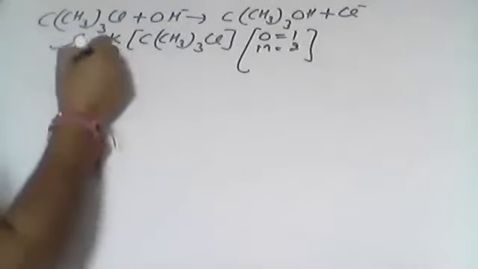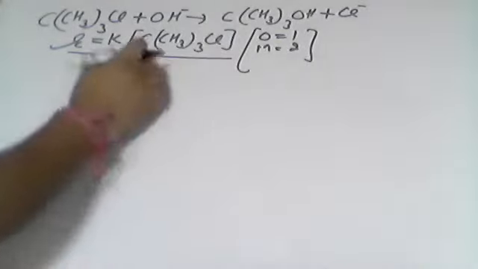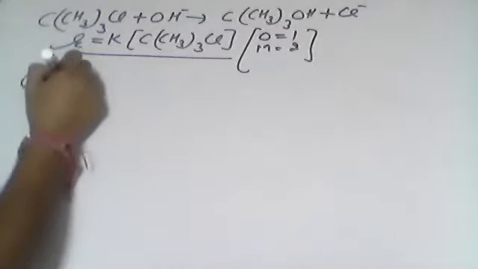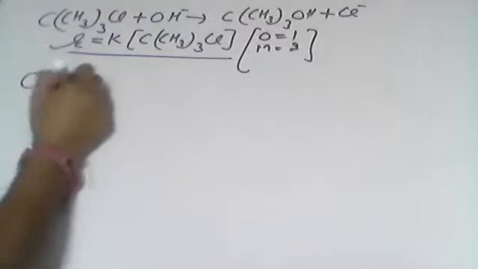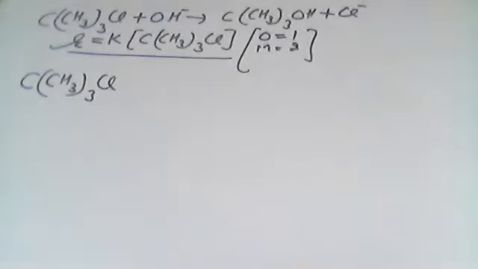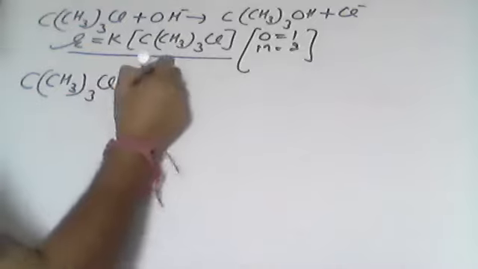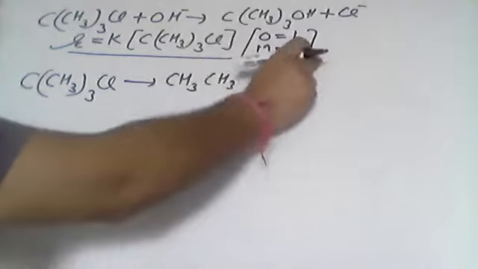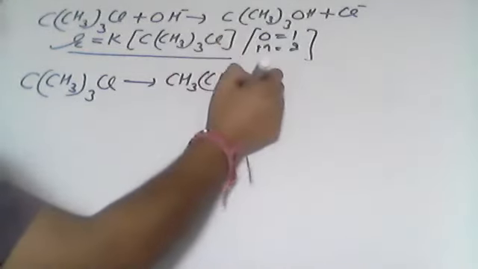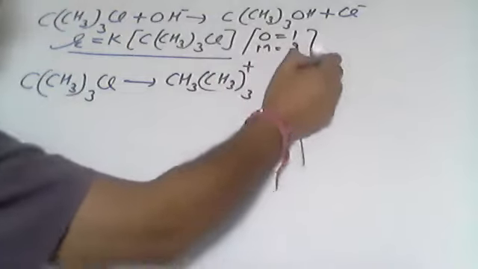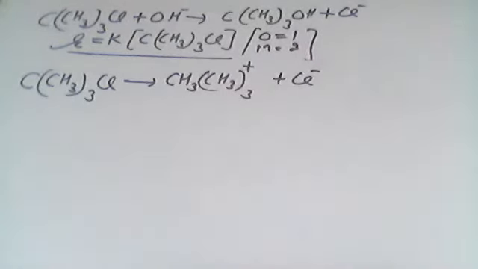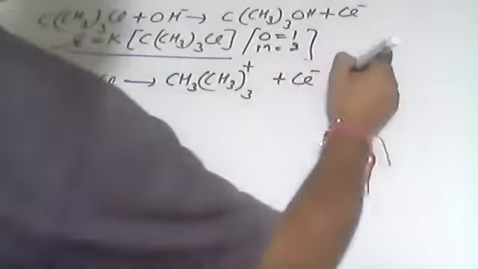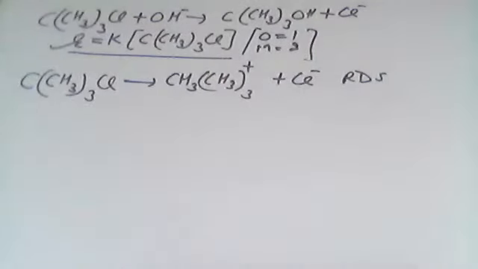So what I'm going to do is start with the rate equation. This is my rate equation, and I'm going to start from here. The rate equation has (CH3)3Cl only, so only one possibility. Step 1, it will break to give the carbocation, (CH3)3 positive charge plus Cl negative. It involves bond breaking, hence it will be the RDS, the rate determining step, the slowest step.